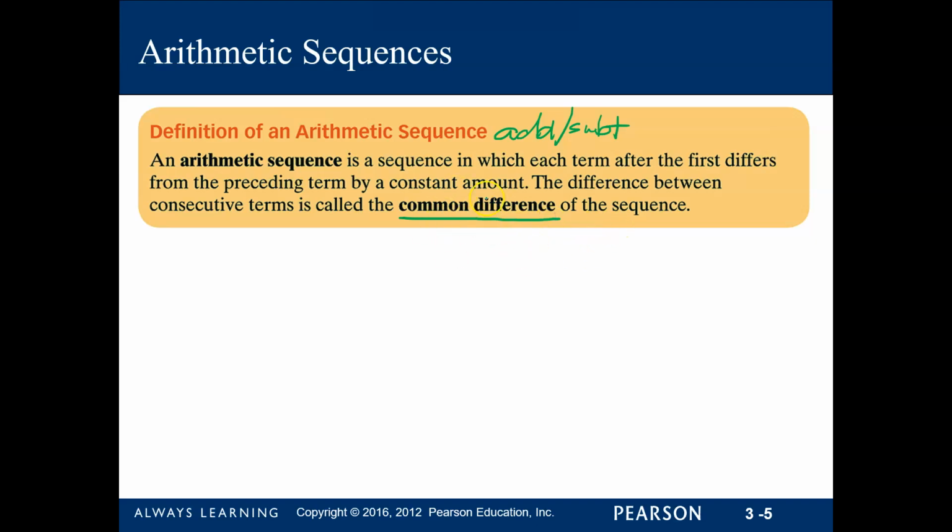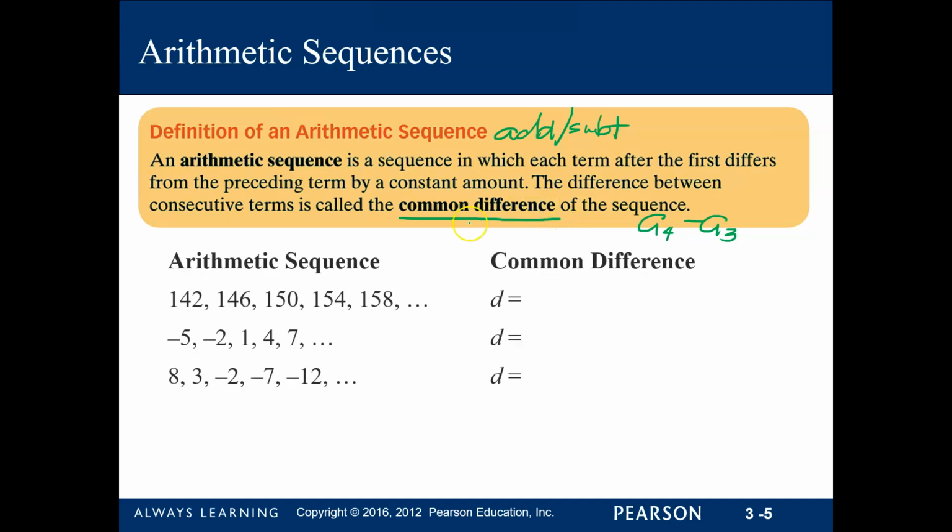Now, for us to be able to get the common difference, it's always the new term minus, let's say the new term, let's say a sub 4, the fourth term, minus the third term. It's always the current minus the previous term. That's how you will be finding the common difference.